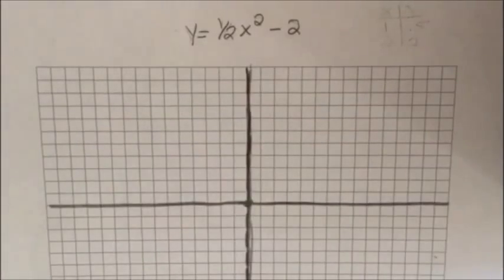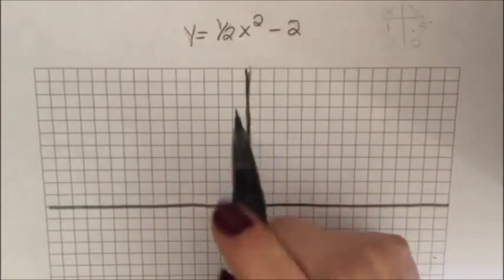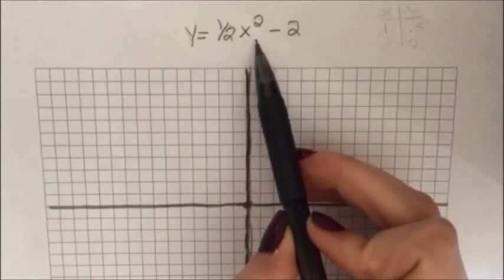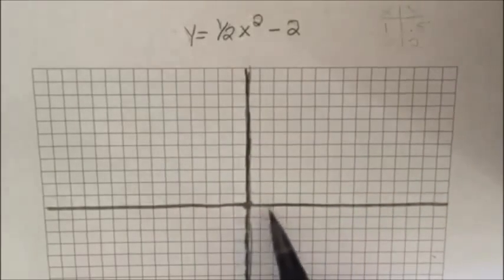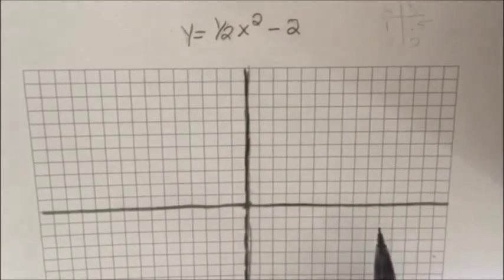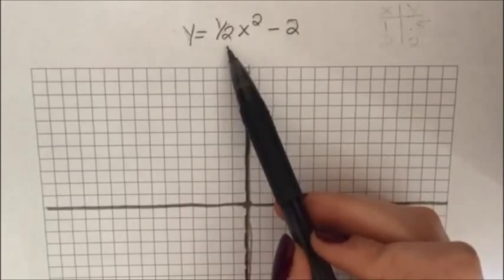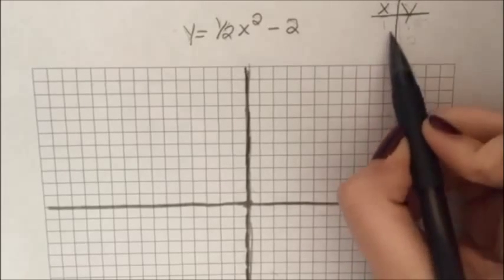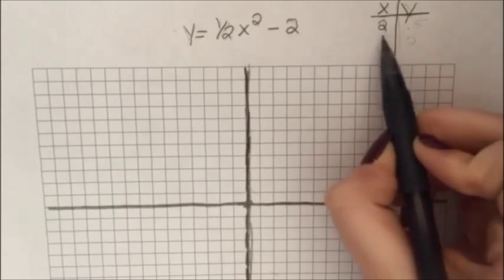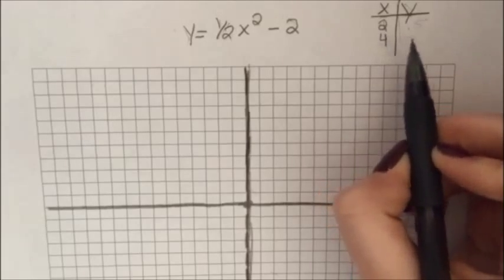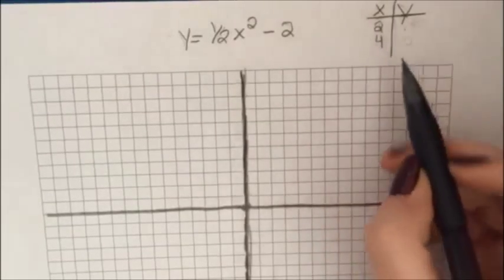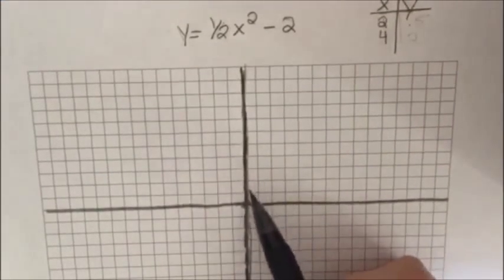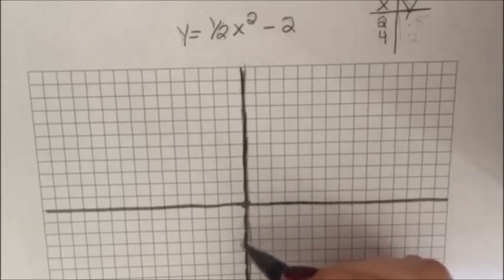From here, we can return to our original equation of 1/2 x squared minus 2. And because there is nothing being added or subtracted to the x, it means that there will be no shift either right or left. We move on to quantities. So the numbers that I'm going to be using are 2 and 4. This will give us 2 basic points that we can use to start our graph.